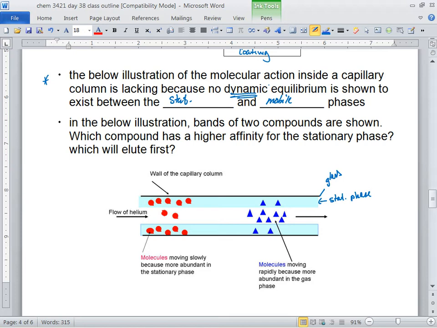So she said the red dots. Which will elute first? Brandy, which compound will elute first? I guess you kind of got to see the arrows. Flow of helium. Yeah, the blue, because they're trying to say helium is your what phase? Mobile phase. So it's going from left to right. So yeah, the blue triangles will elute first.